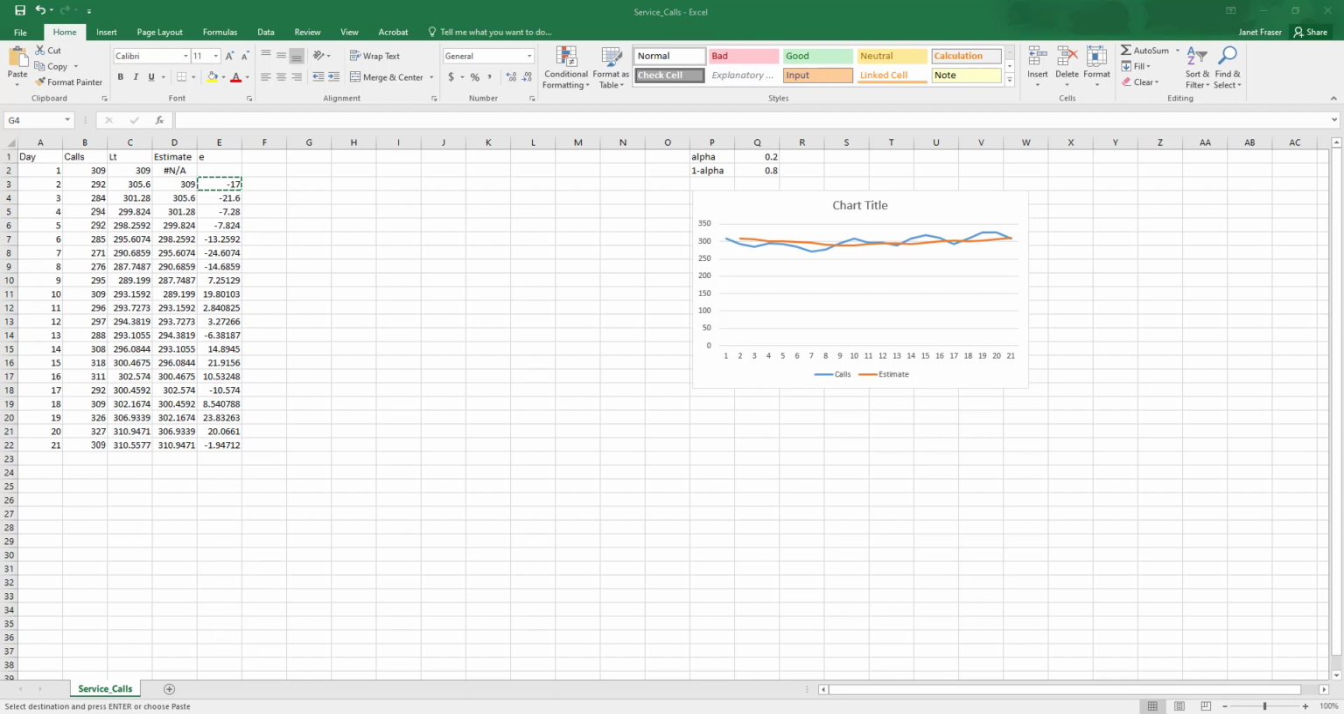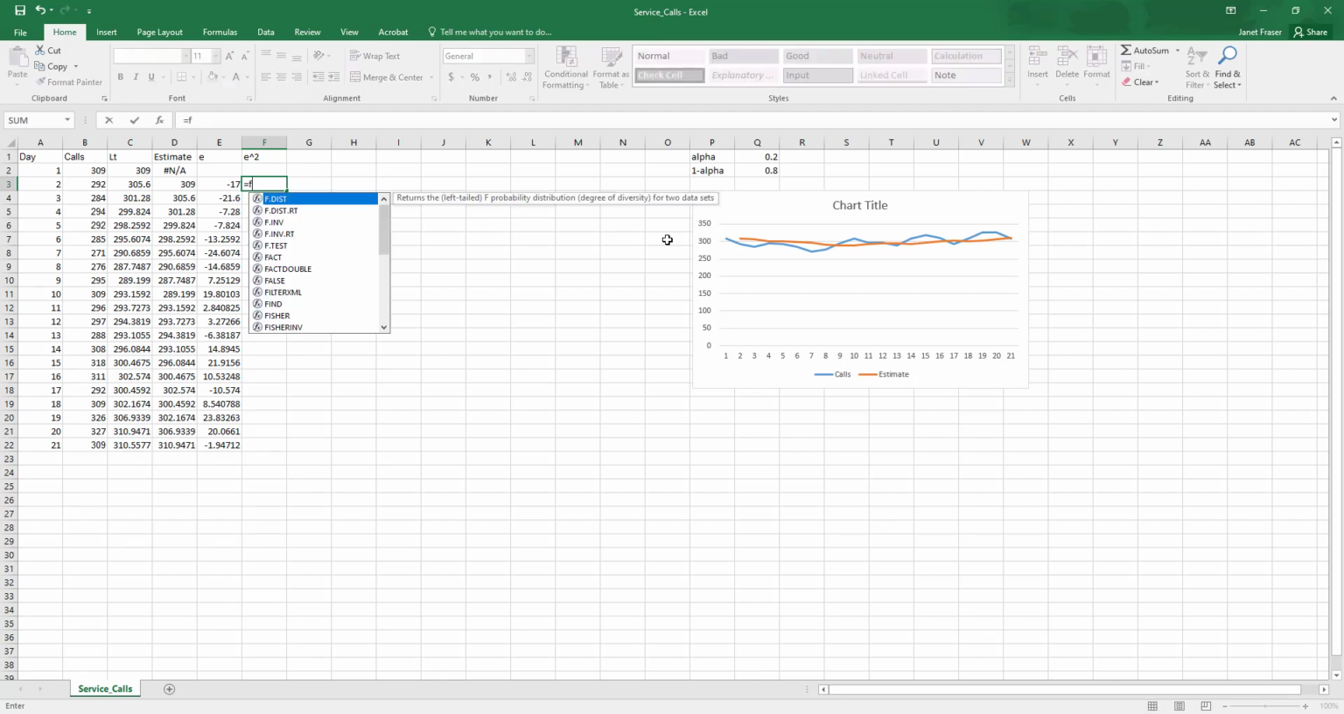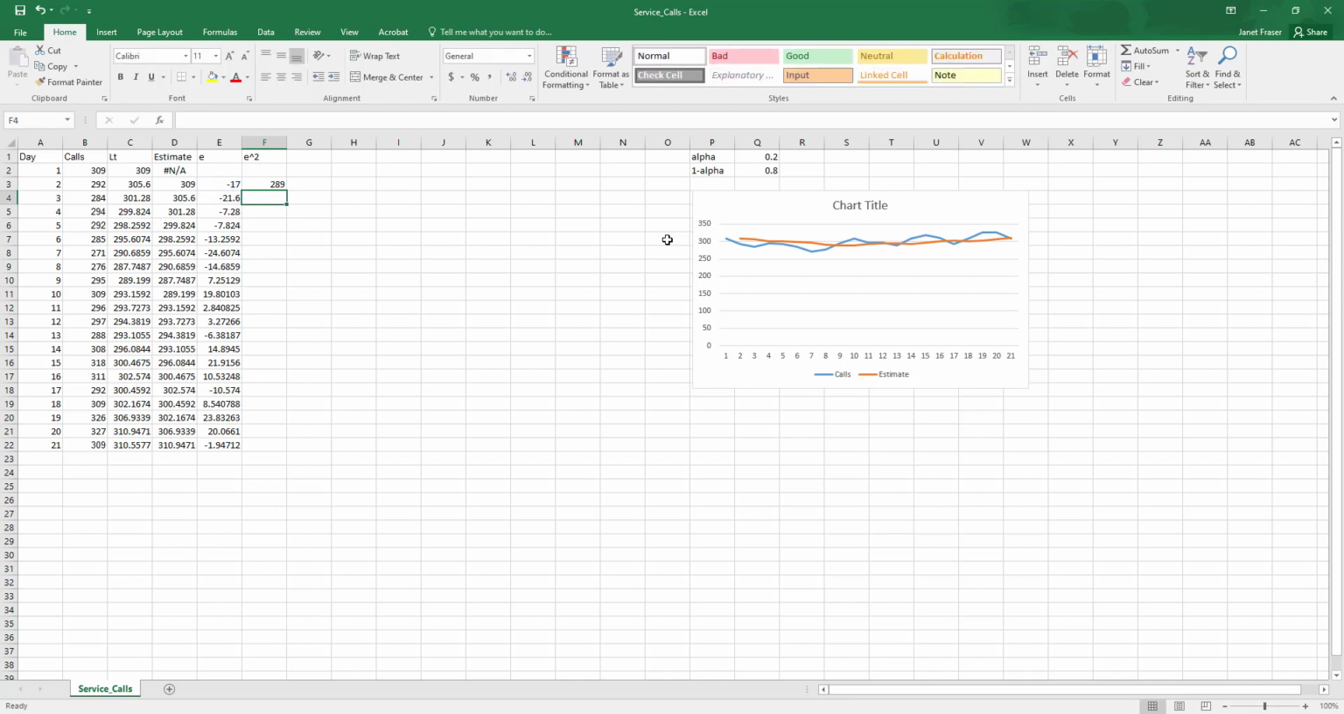So the MSE requires the sum of the squares of the error divided by the number of observations in the data set. So we're going to square our error here. I'm going to call this column E to the power of 2. E3, that's our error, raised to the second power.